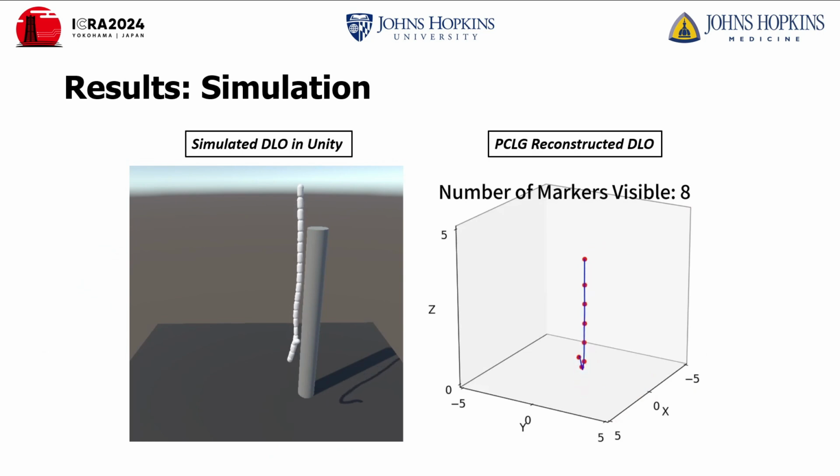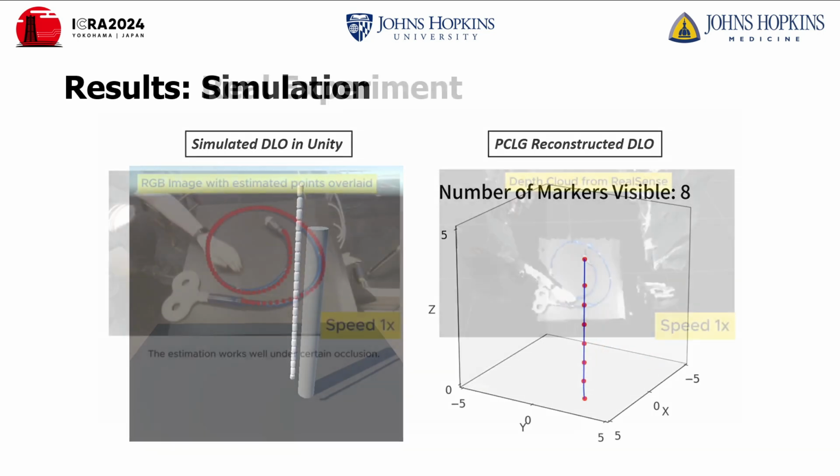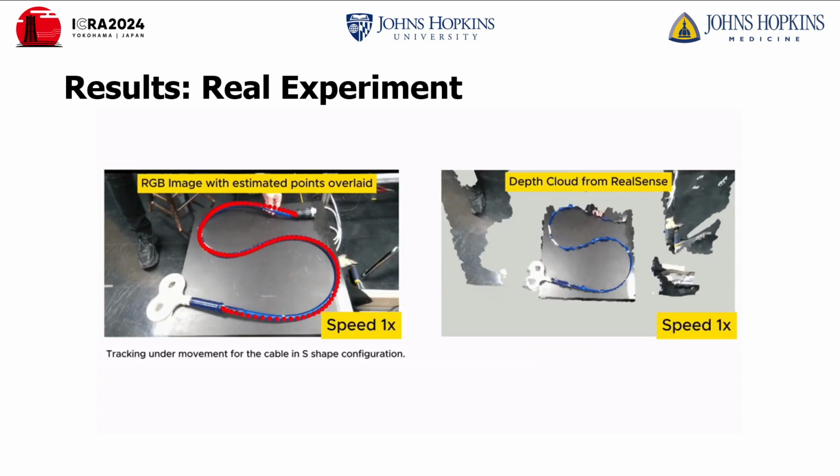To validate our method, we first applied Unity, which is a mature game engine, to generate realistic DLO with 24 segments. Here the DLO is constructed based on a spring mass model. Each joint of the model is a torque spring and non-extensible. The key points are manually selected from the joint anchors. A cylinder is put next to the DLO to mimic the obstacles that could block the key points. You can see that when the DLO is partially occluded, we lose track of one marker, but PCLG can still correctly estimate the shape. Here are the results that we obtained from the real experiment.